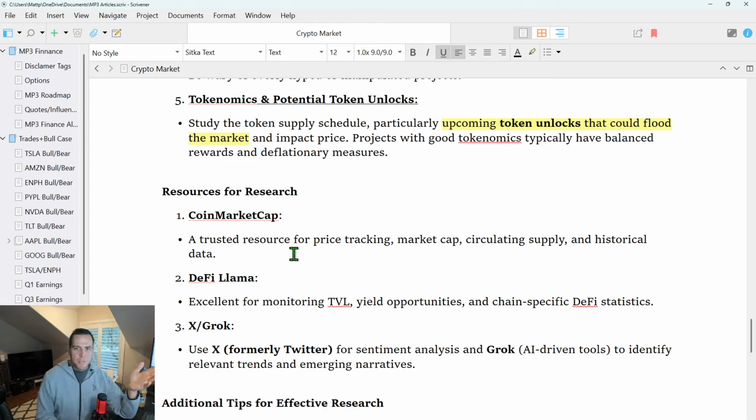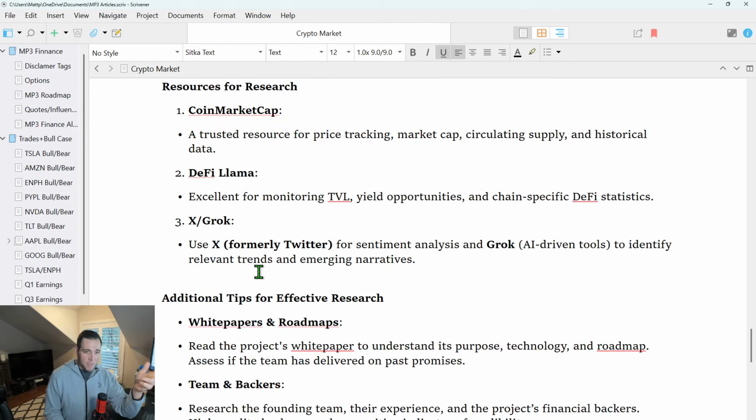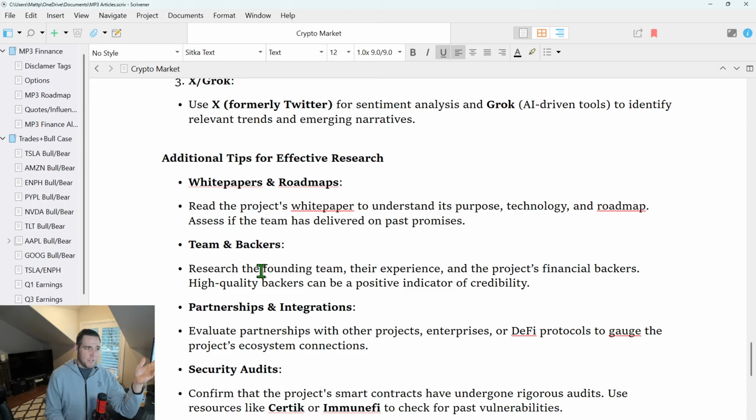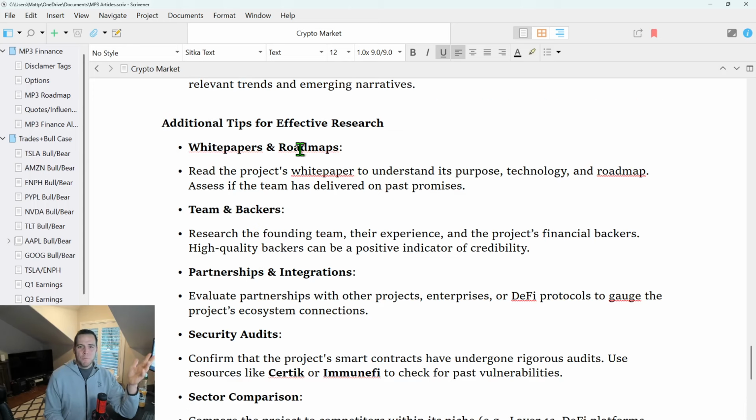So here's the resources I just mentioned: CoinMarketCap, DeFi Llama, X, and Grok. So some other things you can look at: the white papers, roadmaps. I've only read the Bitcoin white paper. I probably don't care to read someone else's white paper, because how are you going to believe their ability to execute? The team and backers, I think this is important. So if there's someone that you really respect and is a super genius, and they're backing an asset, or they're backing a token, that is interesting.